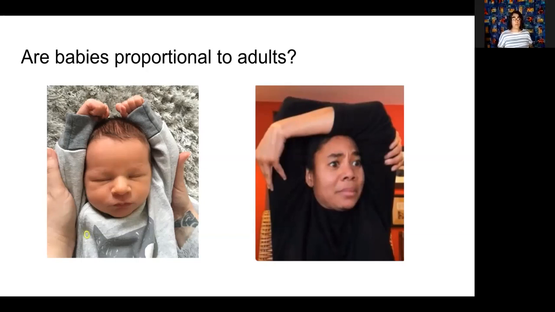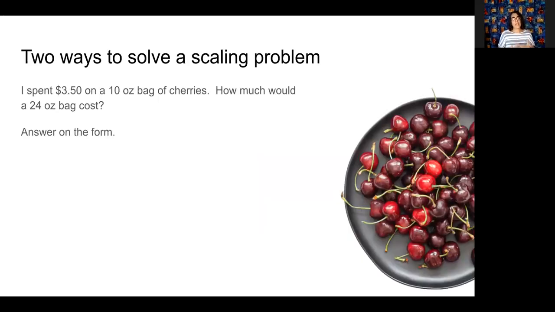Babies' bodies are not proportional to adults' bodies. Babies have incredibly large heads relative to their own body size. Their heads are smaller than adults' heads, but the ratio between their heads and their arms is very different than the corresponding ratio for adults. So scaling is really the last thing we want to talk about when we're looking at proportions.